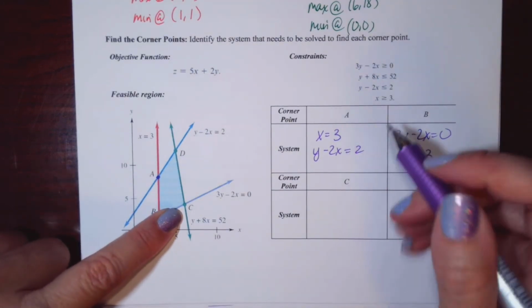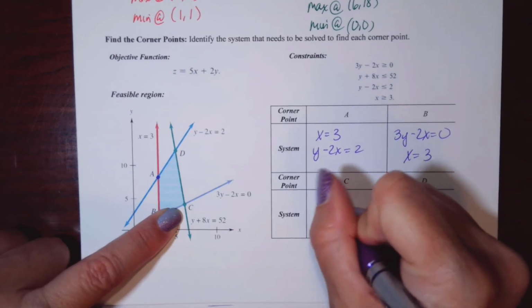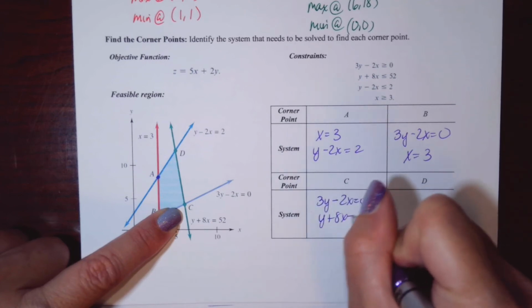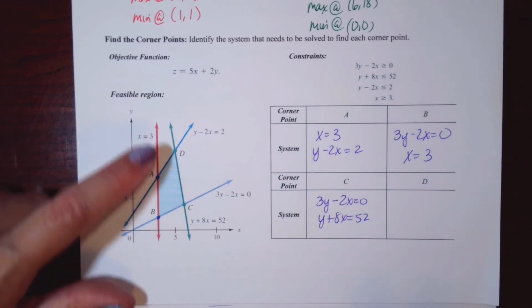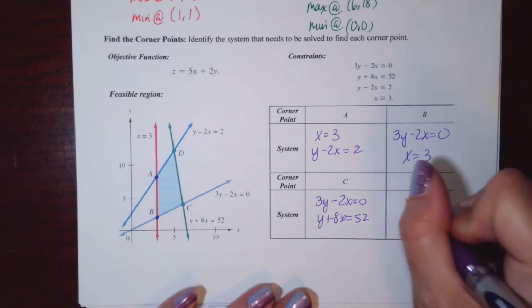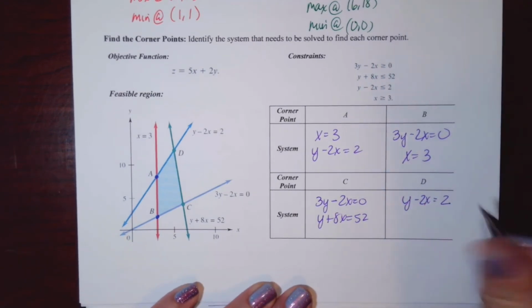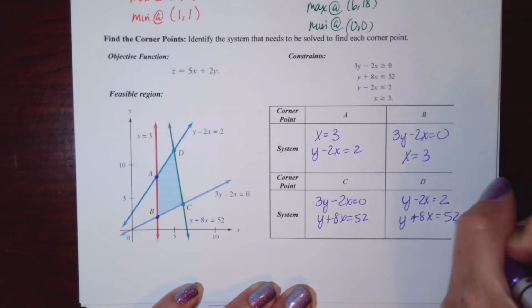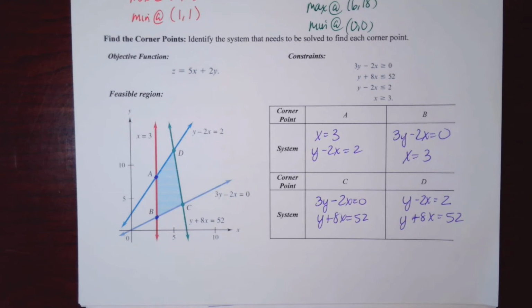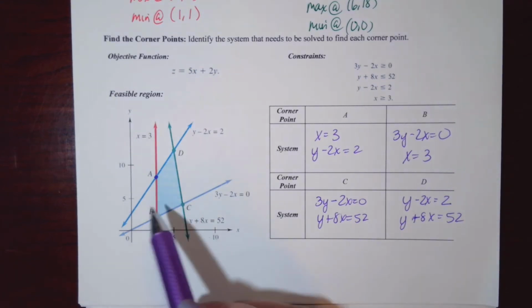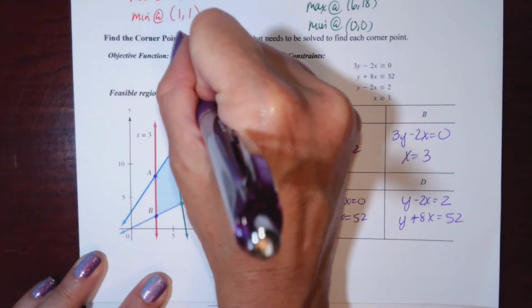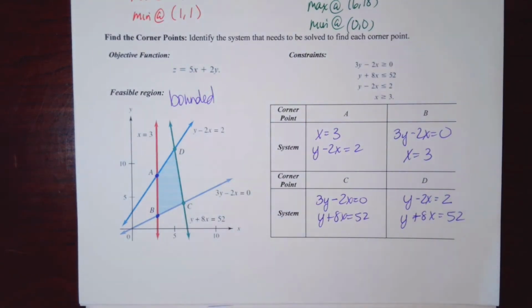Corner point C is on the 2 lines 3y minus 2x equals 0 and y plus 8x equals 52. And finally, corner point D is on those 2 lines. So that's the system that I would solve to find the coordinates for that corner point. Is this feasible region bounded or unbounded? Well, it's bounded because it is restrained on all sides.